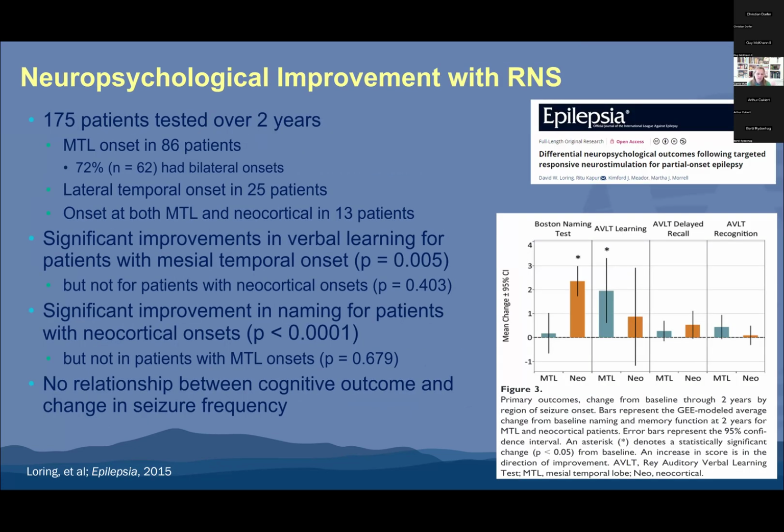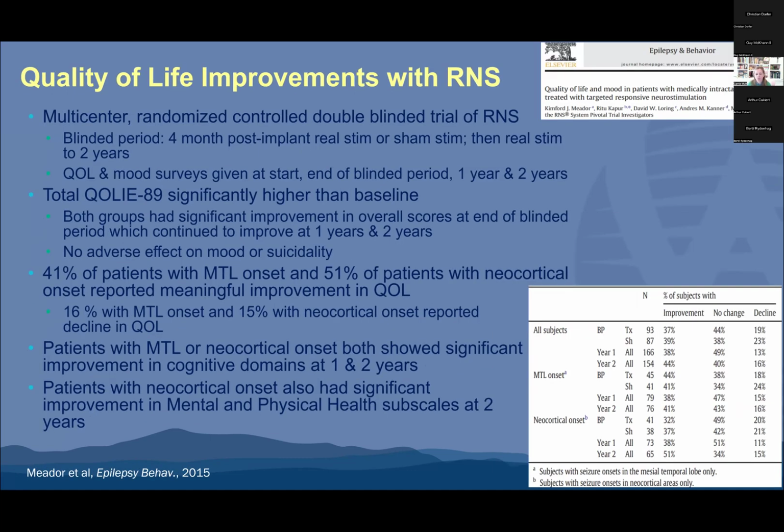Neuropsychological improvement occurs with RNS in patients who have either mesial temporal onset or neocortical onset. You can get improvement in verbal learning for patients with mesial temporal onset and improvement in naming for patients with neocortical onset after the RNS is placed. Quality of life also seems to improve. 41% of patients with mesial temporal onset and 51% of patients with neocortical onset reported improvement in quality of life. A small percentage did unfortunately report a decline, but a larger percentage reported improvement.